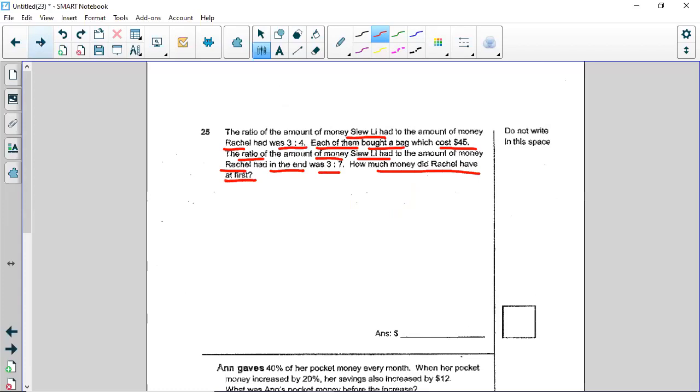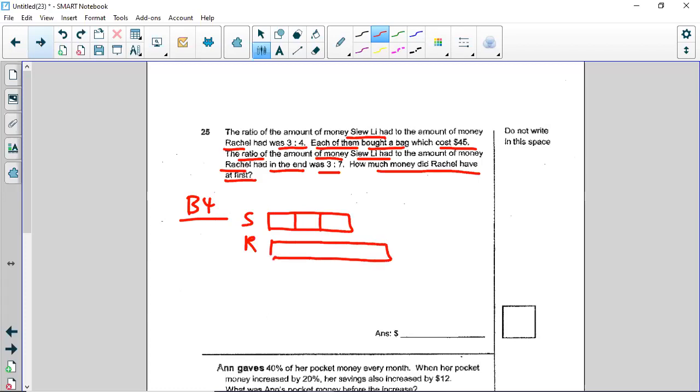So this is again a before and after problem. Then your model. Okay, your before and after model. All right, so what is unchanged? Okay, let's draw the model first and then you tell me what is unchanged. So you have the before model, right? So you have Sully to Rachel and you draw a rectangle, 3:4. Okay, all right. And each of them bought a bag or they spent $45 each.